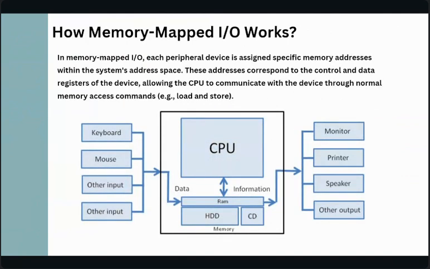Coming towards how memory mapped I/O works. In memory mapped I/O, each peripheral device is assigned specific memory addresses within the system address space. These addresses correspond to the control and data registers of the device, allowing the CPU to communicate with the device through normal memory access commands, for example load and store. The diagram shown explains the same, how input and output devices such as keyboard and mouse are interfaced with the CPU and memory.